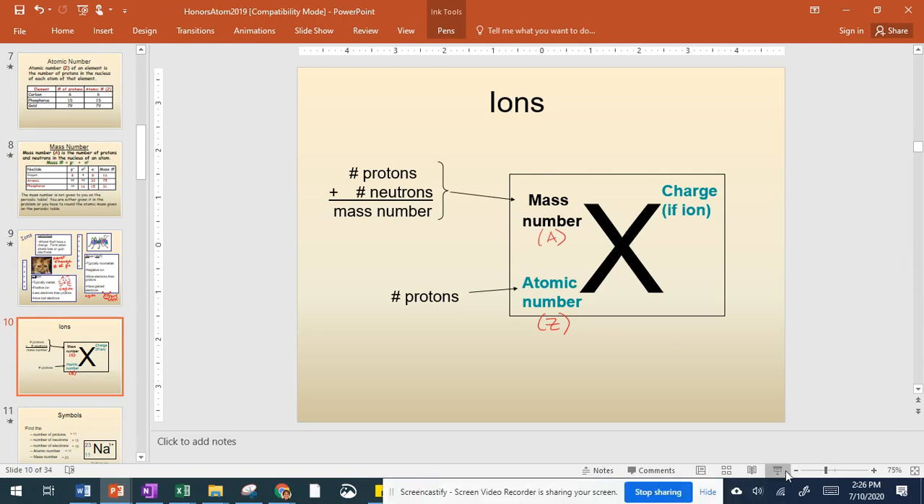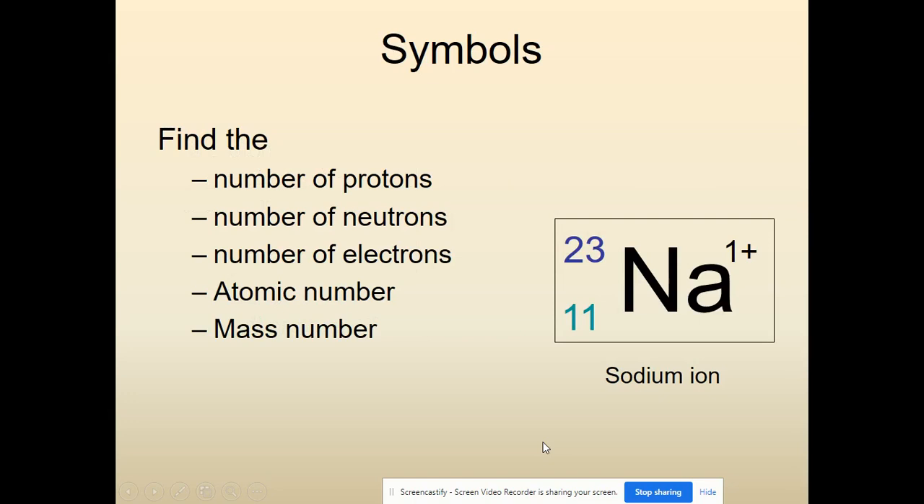So let me go to the next slide. Here, if we look at this particular element, we have sodium. It has Z equal to 11, so 11 protons. The neutrons would be the difference between 23 and 11, so that would be 12 neutrons. It's positive, so it's going to be kind of counterintuitive. We're going to subtract 1 from 11 to get our electrons, so that'll be 10 electrons. Its atomic number is 11. Its mass number is 23.